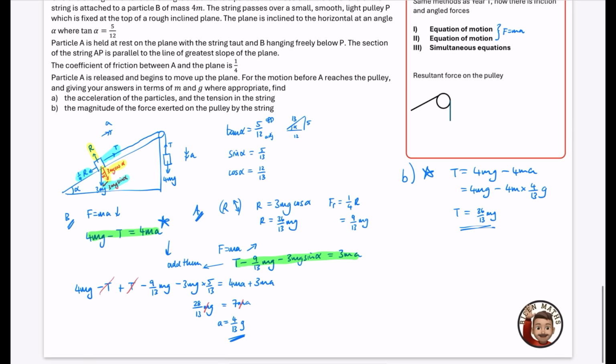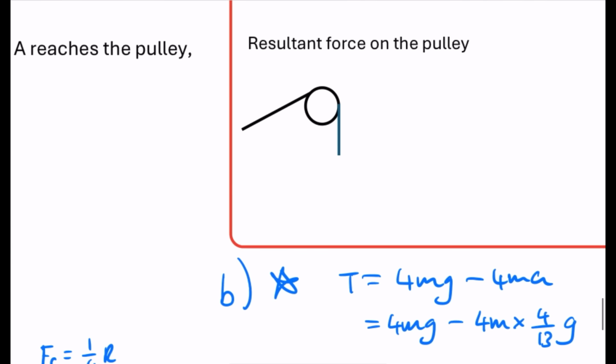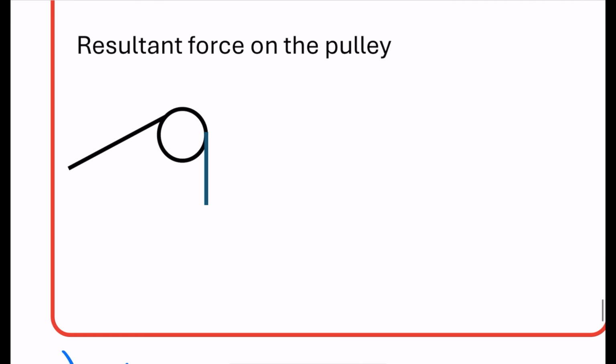And then the last thing we're going to do is find the magnitude of the force exerted on the pulley by the string. So I'm now going to jump back to this box that we've got here. Now this is going to be forces drawn from the perspective of the pulley. It feels like this string and this string are pulling on it. So from its point of view, it feels like there's tension here and here. The tension is the same on each side of the pulley because the pulley is smooth.